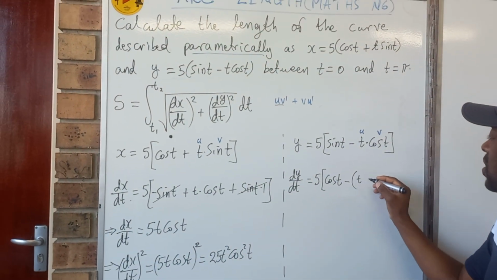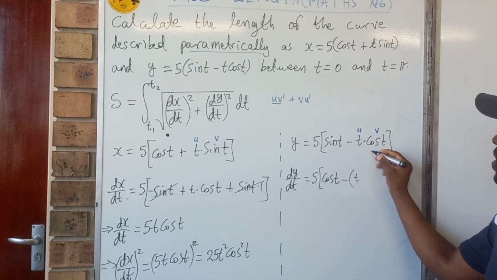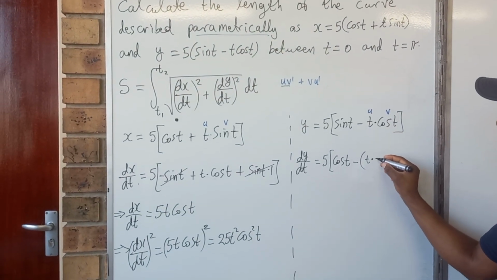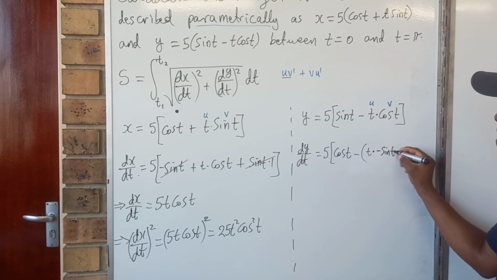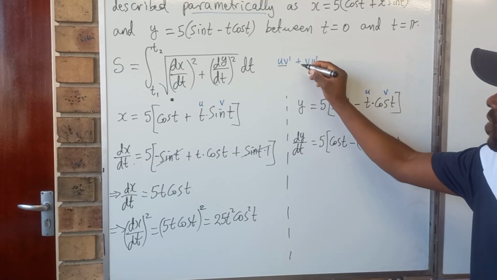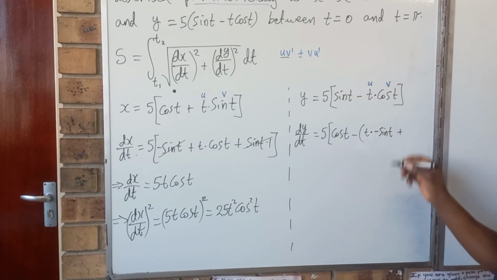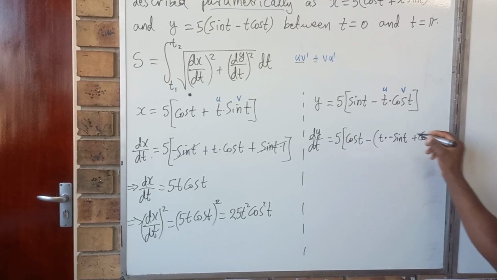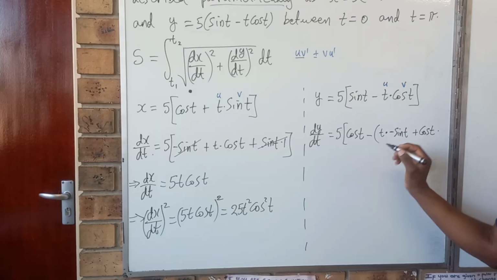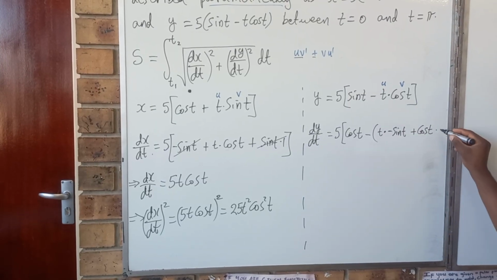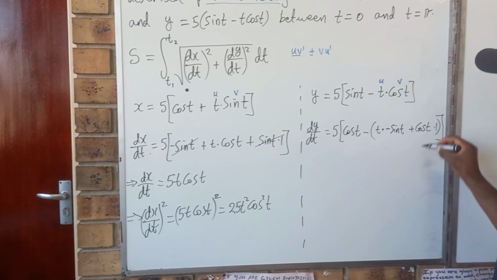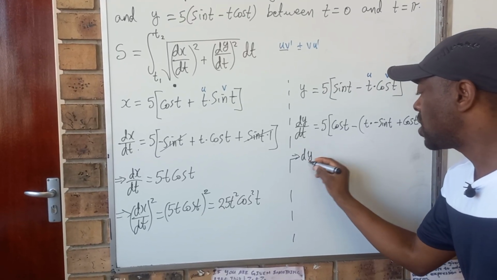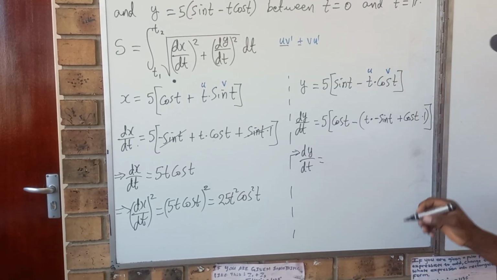My u is t, v prime means I differentiate cos t. If I differentiate cos t, it gives me negative sine t, then plus, the plus now is this one, then I go to v. My v is cos t multiplied by u prime, which means I'm now differentiating t to get 1.